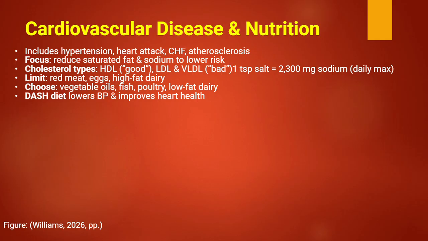One diet that is often recommended for heart health is the DASH diet, Dietary Approaches to Stop Hypertension. It emphasizes fruits, vegetables, whole grains, lean proteins, and low-fat dairy, while limiting sodium, red meat, sweets, and sugary drinks. The DASH diet is effective in lowering blood pressure and improving overall cardiovascular health.